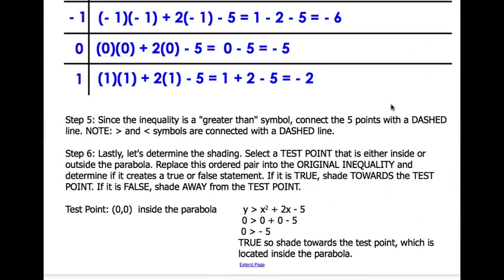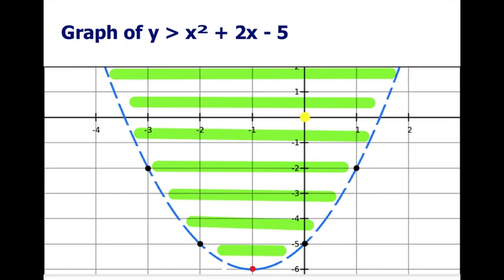So we're going to select a test point that is either on the inside of the parabola or the outside. What we're going to do is replace that test point back into the original inequality and determine if that makes a true or false statement. If it is true, we're going to shade towards the test point, and if it is false, we're going to shade away from the test point. So let's go back to my graph.